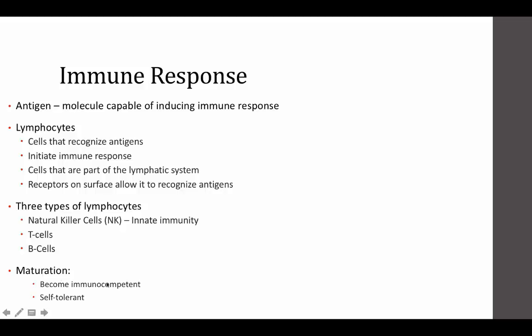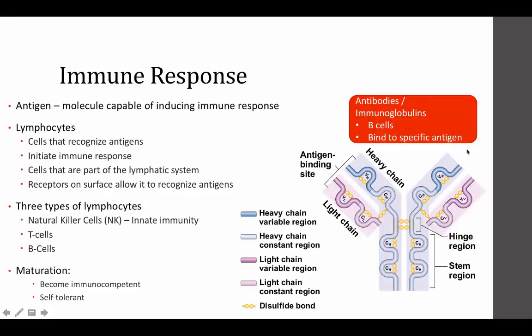So as these T cells and B cells develop, they undergo maturation. That's where they become immunocompetent, meaning they're capable of inducing an immune response. And part of that maturation process is becoming self-tolerant, like we just talked about, where they can recognize our own bodies. So let's talk about antibodies.